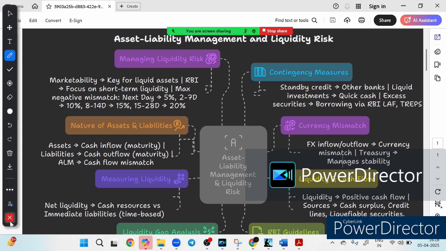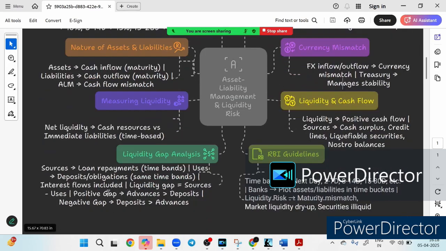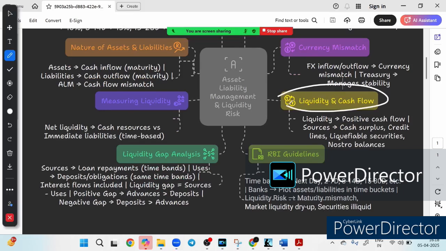Now friends, let's look at the liquidity and the cash flow. Basically, a bank with a positive cash flow is in a strong position. Obviously, if it is a positive cash flow, it means a strong position. And what are the key sources of liquidity?